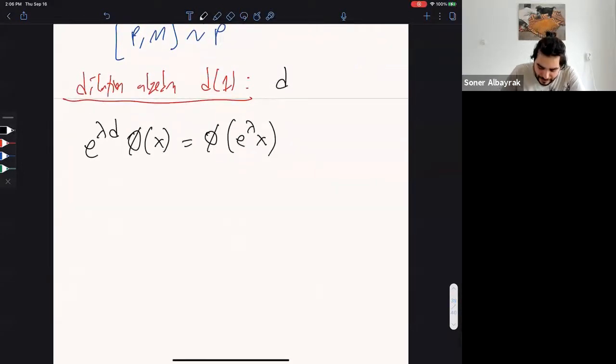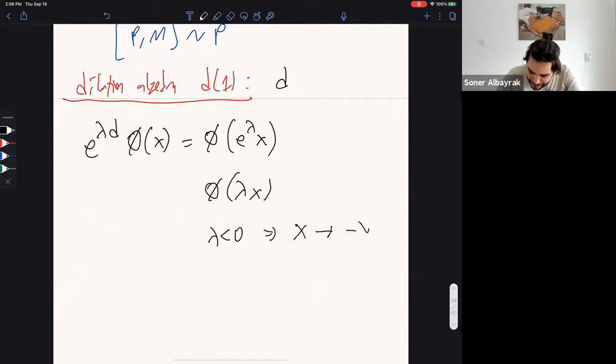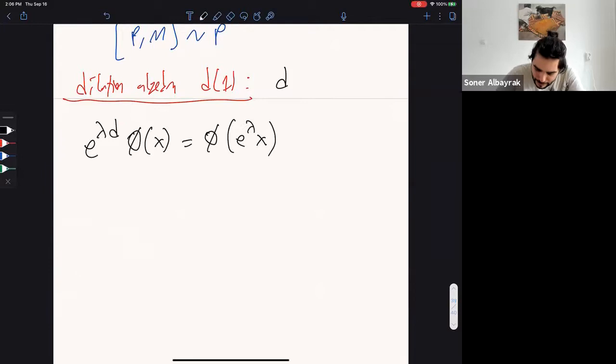Now, I am not writing it as phi of lambda x, because then for negative lambda, that would mean x goes to minus x, which would include inversions. We don't want inversions. We only want dilation scaling. Okay, so it shouldn't change the sign, which is why I am writing it like this. And then lambda can be just real numbers.